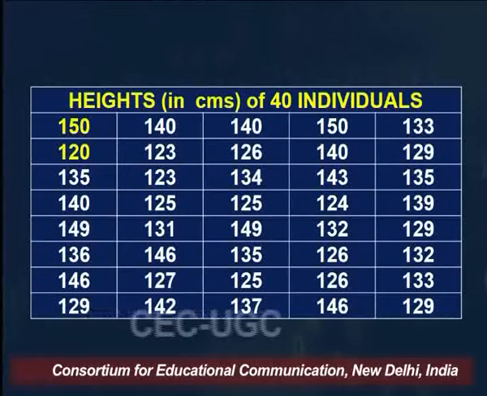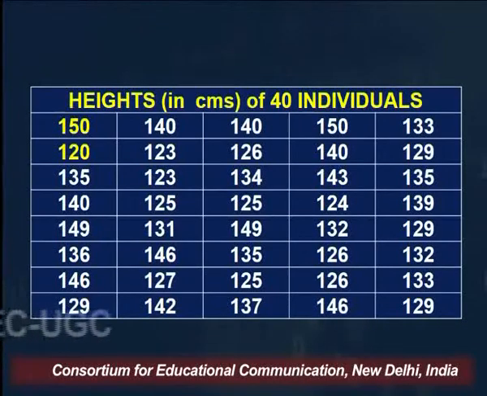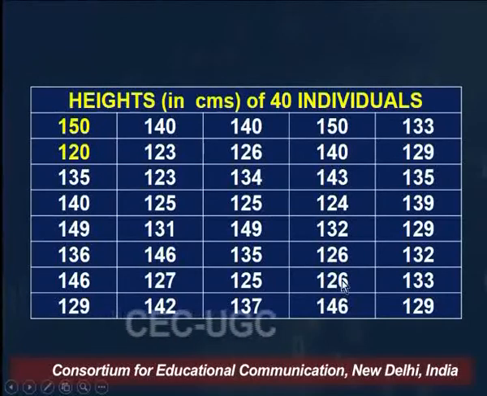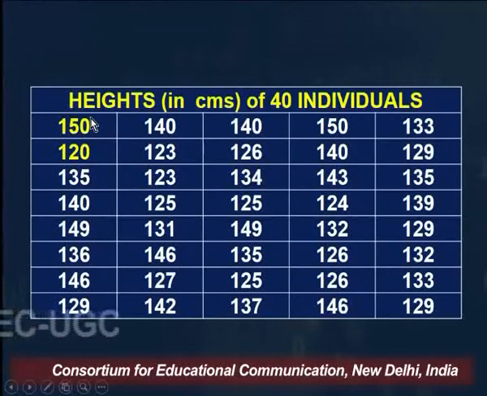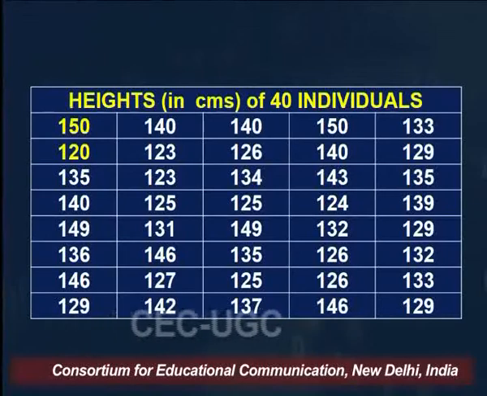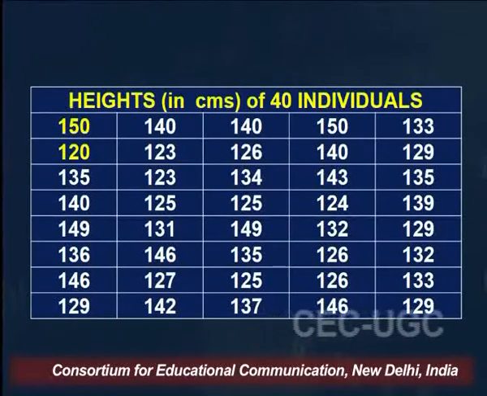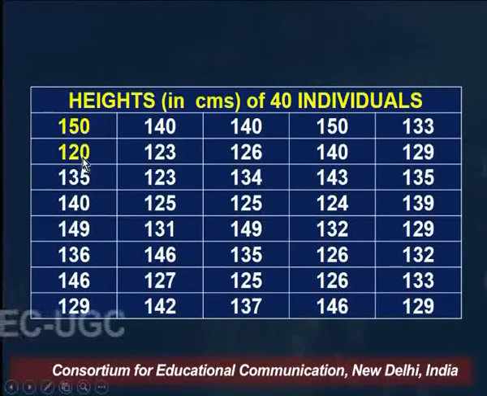Before I go on to discuss how to construct the continuous frequency distribution, it is better to notice certain points here. First, we must look at the minimum value among the observations, which is 120. You can see that 120 has been highlighted in yellow. This is the minimum value, and 150 is the maximum value. So I have to construct the continuous class intervals in such a way that we cover the entire range of observations, which is going from 120 to 150.